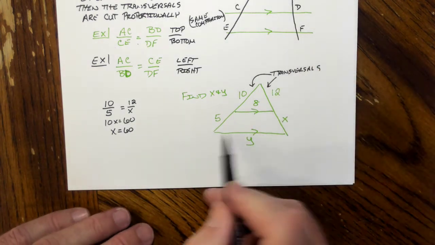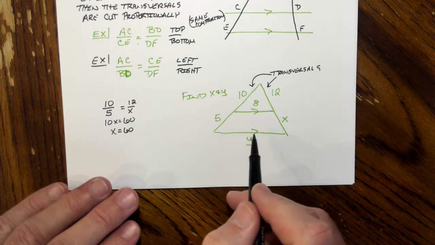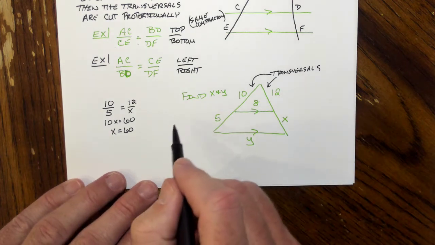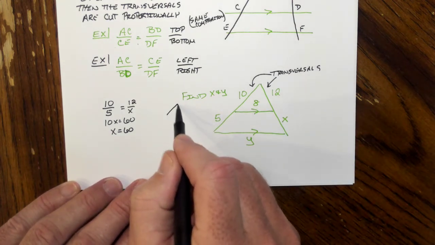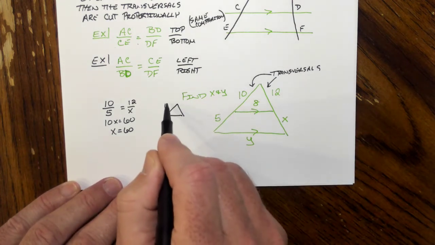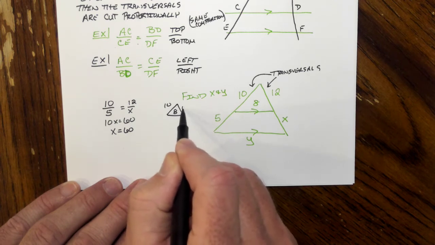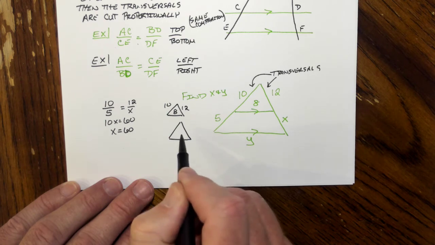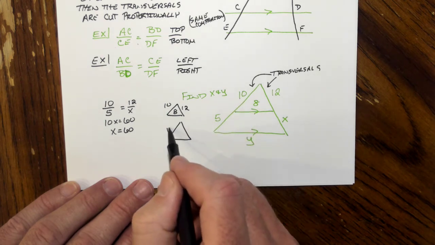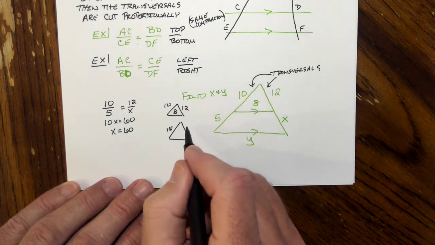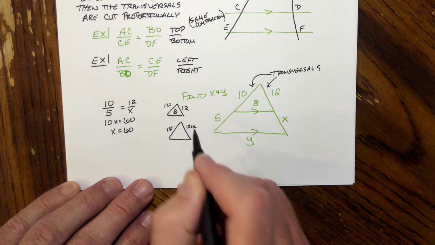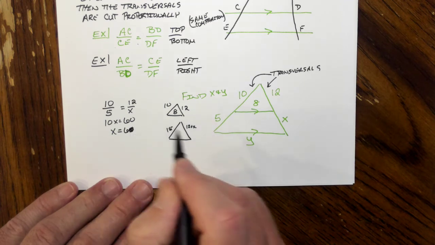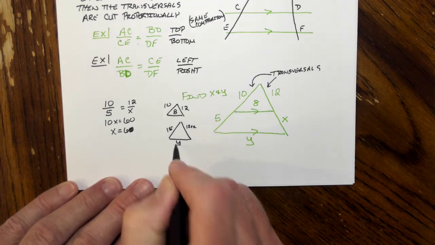Now, this is part of a parallel. So this one's going to be a little bit different in terms of finding y, but if you look at your two triangles, I'll write that here. 10, 8, 12. Big triangle, together 15, together 12 plus x doesn't help us much. Well, we already know what x is. And we've got to find y.